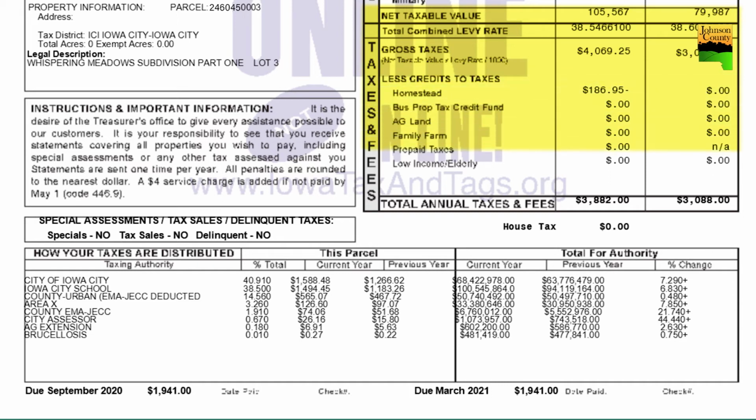Credits are applied to the gross taxes, and your total taxes and fees are listed in this last row. The current year amount is on the left column, and the previous year is on the right. The house tax line is to provide the amount of tax to the owner of an agricultural property who isolates house taxes for income purposes.